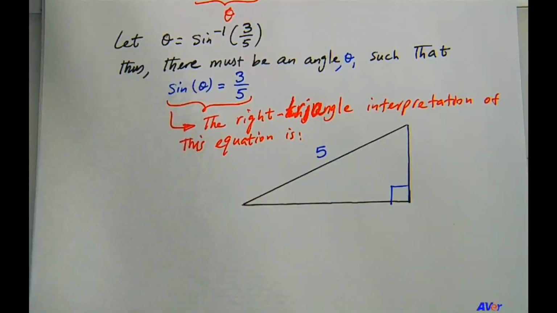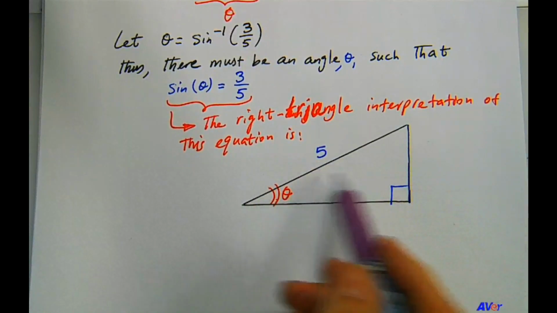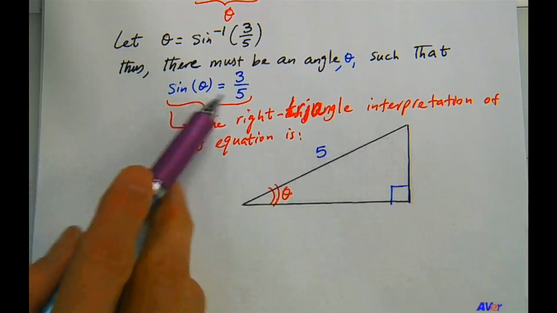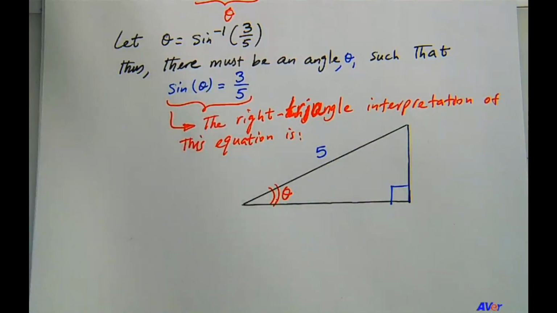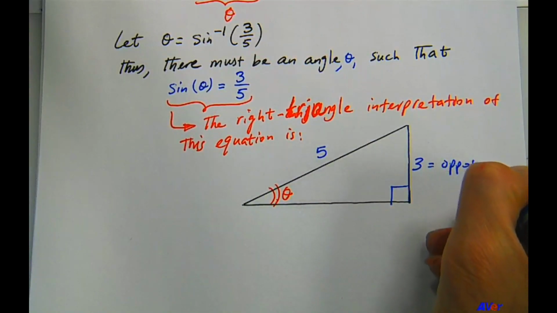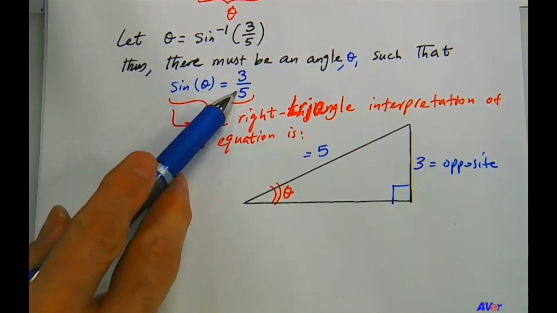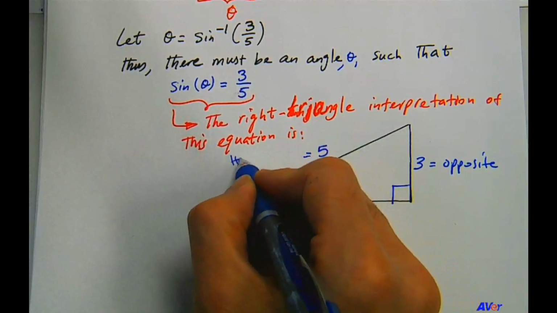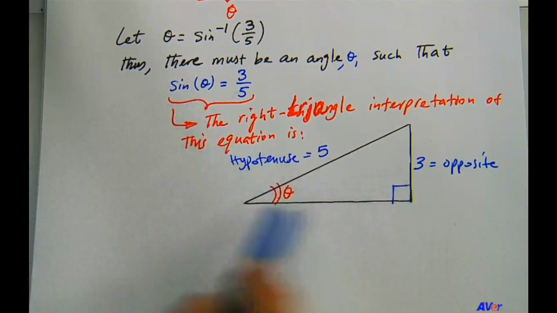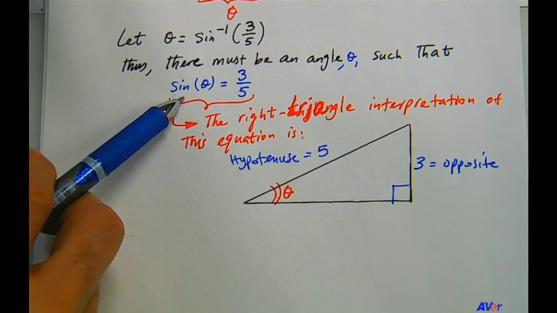Sine of theta, so this being the theta, it means the opposite side divided by the hypotenuse. So the opposite side must have been 3. This is the opposite side, and this is the hypotenuse. The opposite divided by the hypotenuse. So this triangle you see is the right triangle interpretation of this equation.